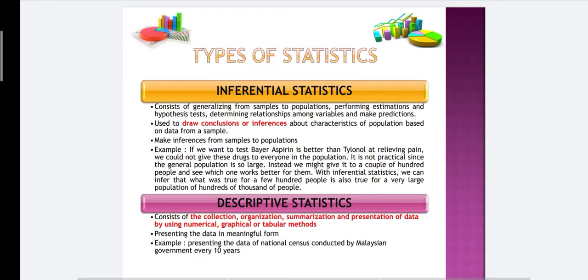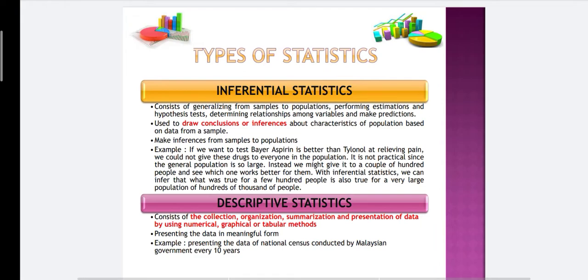So the inferential statistic ni is used to draw the conclusion or inference of the entire population based only on a sample. Walaupun kita hanya collect data from sample sahaja, but we can make the conclusion for the entire population. That is the inferential statistic.